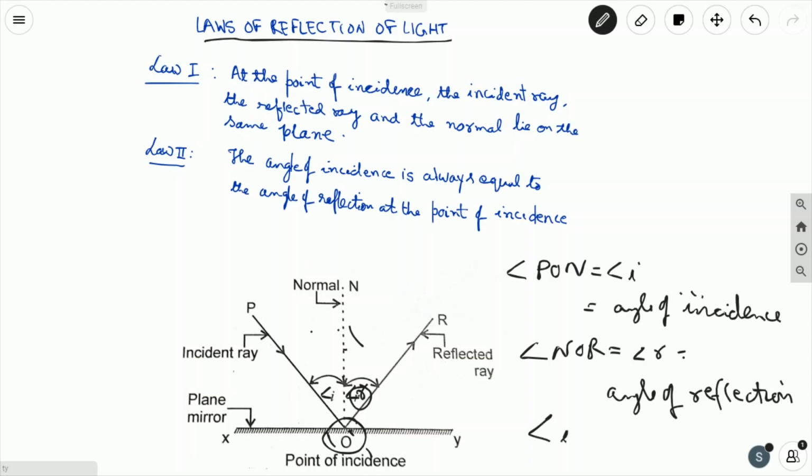That is, angle I is always equal to angle R. So very simple to learn that. The angle of incidence is always equal to the angle of reflection. So this is law number 2. Very, very simple thing. Law 1 is very simple.